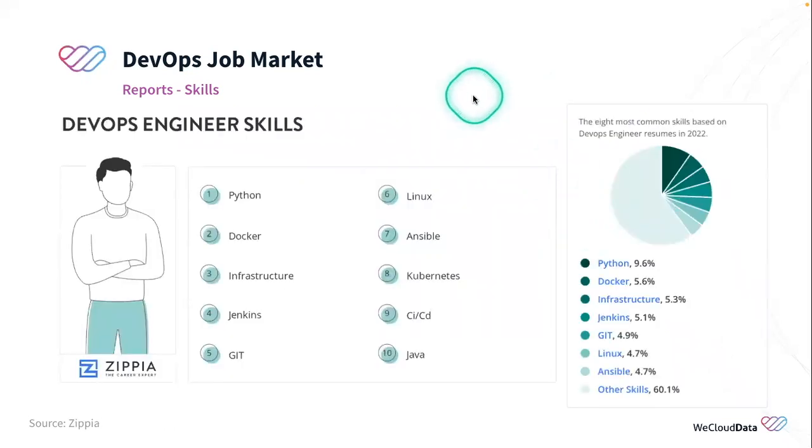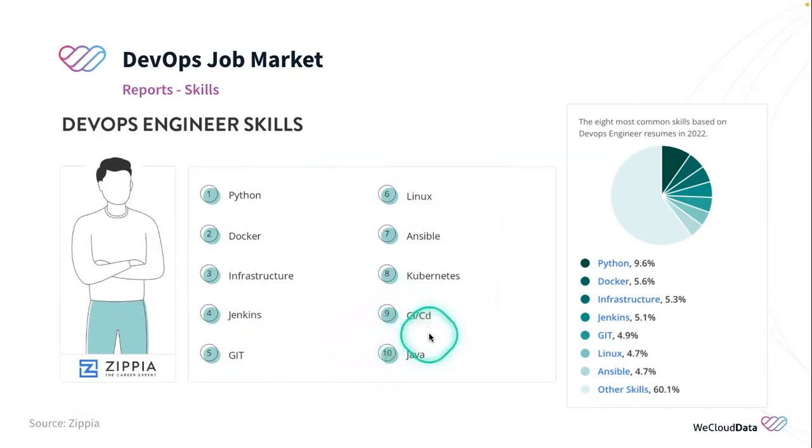DevOps engineer skills. If we want to get more granular, these are some of the heavy hitters. Python, naturally, it's a general programming language that you can use for scripting. Sysadmin works well in the DevOps environment. Ansible is written in Python as well. Docker, anything infrastructure automation related, Jenkins, source code version control, GitHub. Linux, this is heavy. This is really important. Ansible configuration management, cloud, container stuff with Kubernetes, Docker, Kubernetes, CI/CD, again related to Jenkins, and Java.